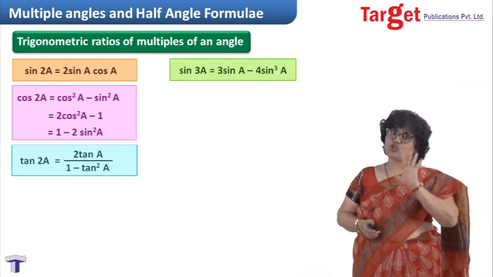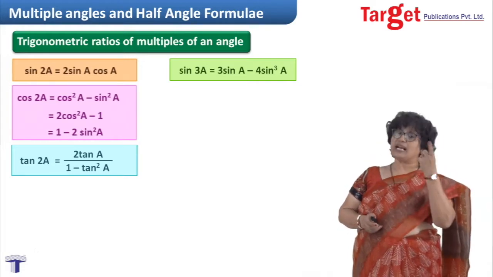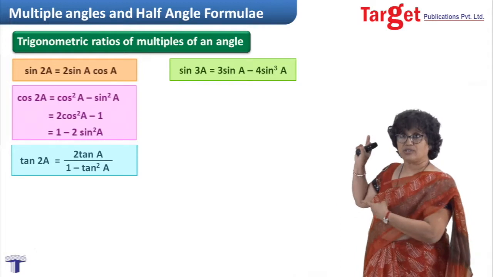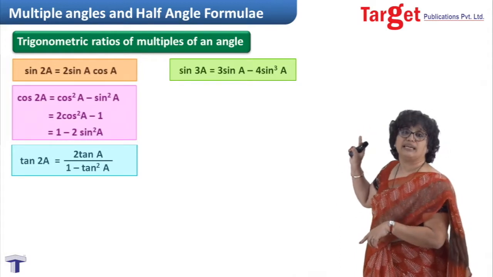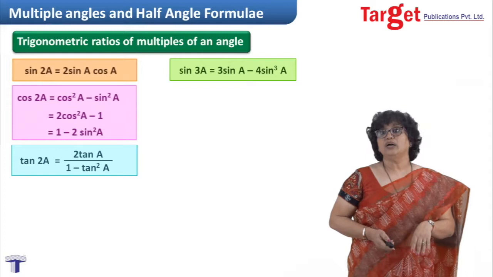If anywhere a cos square term comes, replace that by 1 minus sine square A in the simplification. And that finally leads to sin 3A equals 3 sine A minus 4 sine cube A.